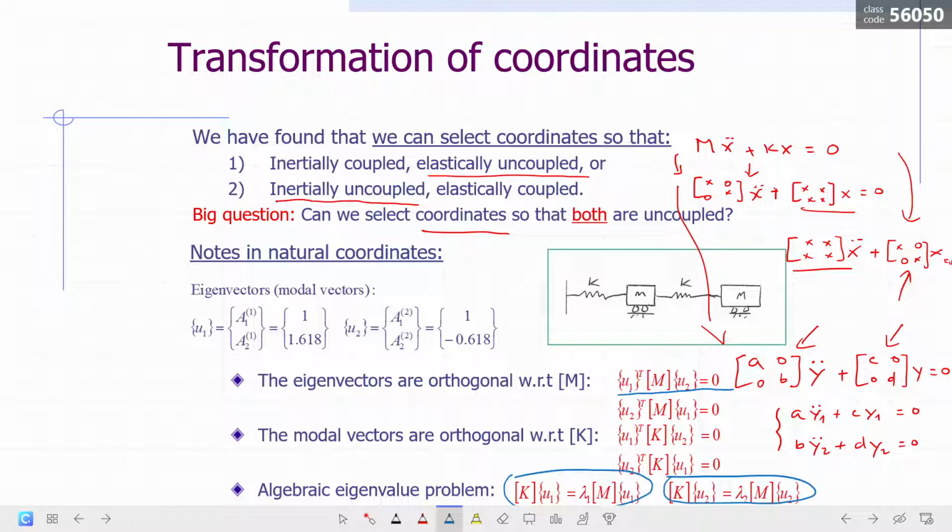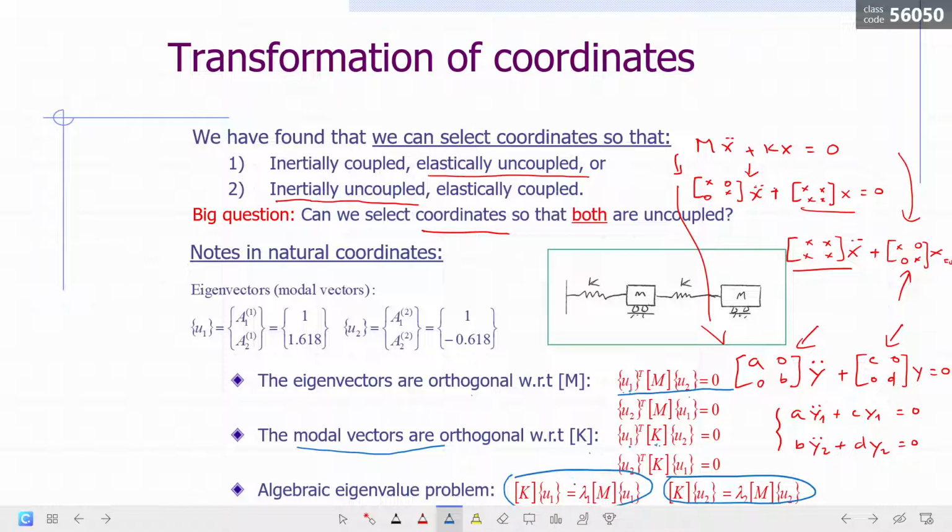Eigenvectors are orthogonal and modal vectors are orthogonal, so we can have this relationship. We choose u1 and u2 in such a way that they are orthogonal, so that we can have this relationship. And this one is called a modal vector, because we don't call it an eigenvector since k is not diagonal.